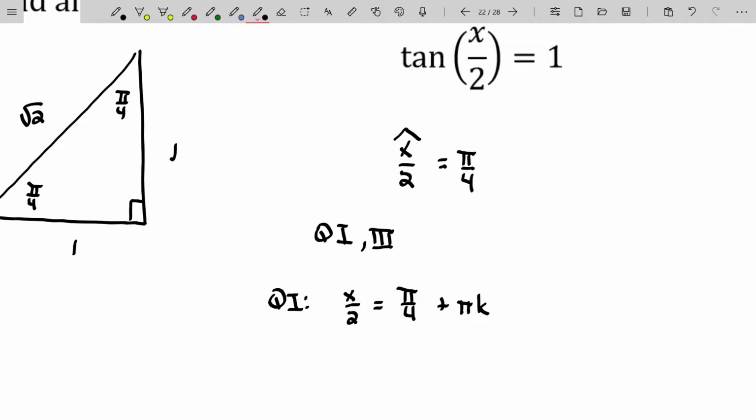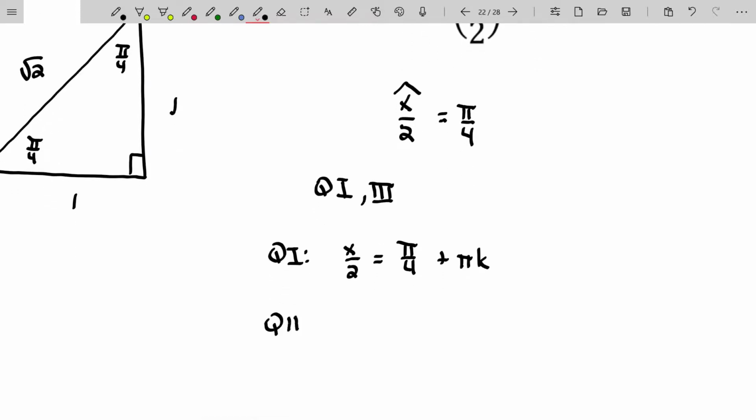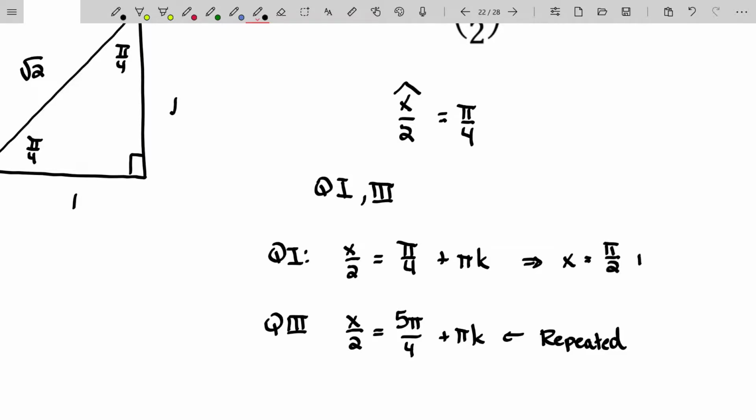repeating itself. And in fact, if I wrote out the quadrant 3 solution, I would get that x over 2 is a reference angle of pi over 4 in quadrant 3, which is 5 pi over 4, and then plus pi k. But guess what? That's actually when k is equal to 1 here. So this is repeated. It's a redundant solution. Tangent's the only one that works this way. So with the tangent, you can just compress it down to your quadrant 1 solution. Because again, when k is equal to 1, we get pi plus pi over 4, which is 5 pi over 4. So we get all of the solutions that our quadrant 3 solution would give us. And solving this for x, multiplying both sides by 2, we'd get x is equal to pi over 2 plus 2 pi k.